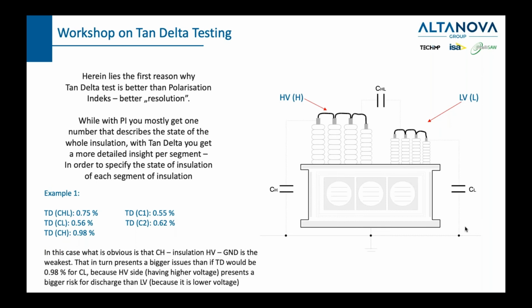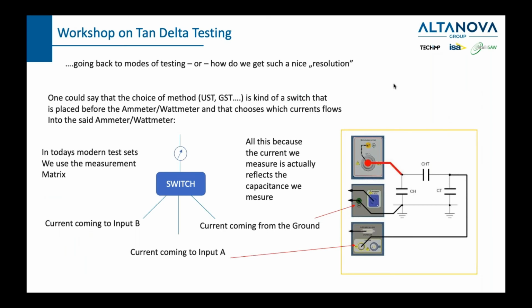Now, of course, even a low voltage can also discharge, but the biggest problem would be if we had a CHL at 0.98, that would really present a problem, and we would have to do a voltage sweep then, and maybe some additional tests like partial discharge, etc. So let's go to the modes of testing to understand what this actually is. So we should keep in mind next.